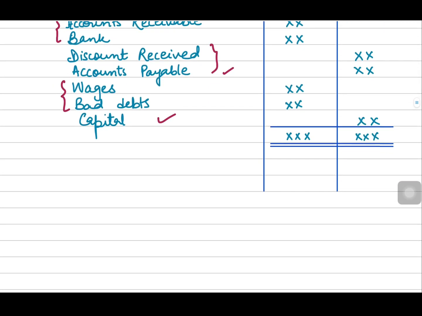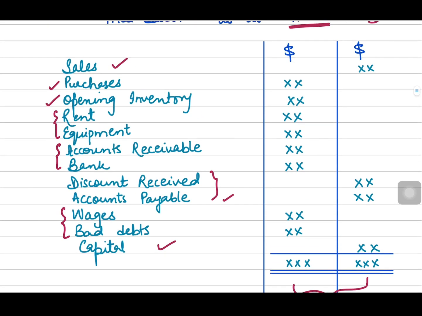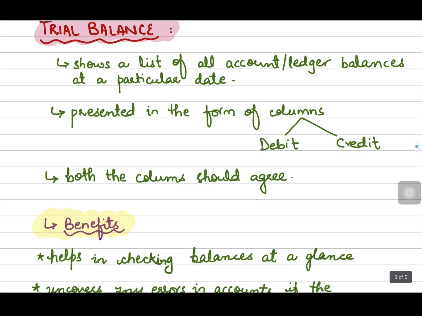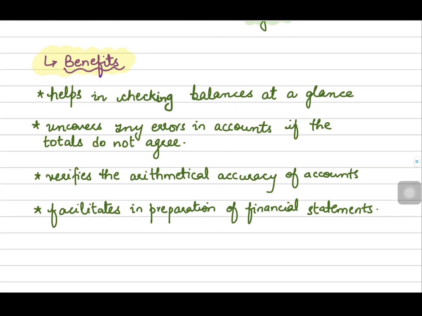In the end, when you are totaling both the sides, ideally the totals should agree. The debit side should agree with the credit side, as it will give an assurance that the balances extracted from all of these accounts in the trial balance were extracted correctly, as both the sides are matching with each other. Now let's summarize: a trial balance is a list of all ledger balances or account balances which is prepared at a particular date. It has two sides, a debit side and a credit side, and ideally both the sides should agree with each other. Why do we prepare a trial balance? Because it has certain benefits.